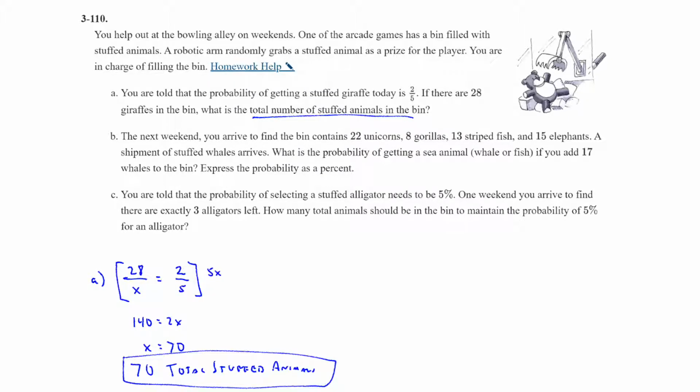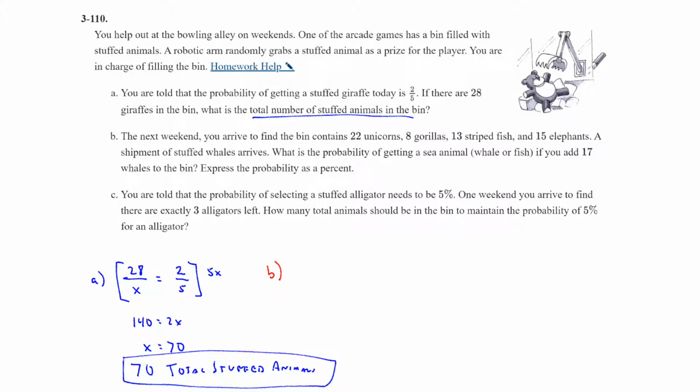All right, so that's part A. Let's move on to part B. The next weekend, you arrive to find the bin contains 22 unicorns, 8 gorillas, 13 striped fish, and 15 elephants. A shipment of stuffed whales arrives. What is the probability of getting a sea animal, which is a whale or a fish, if you add 17 whales to the bin? Express the probability as a percent.